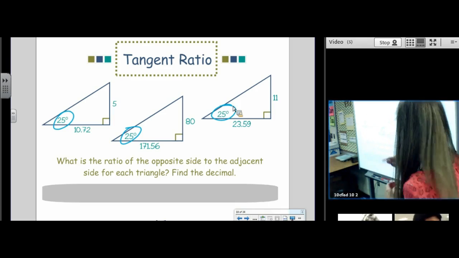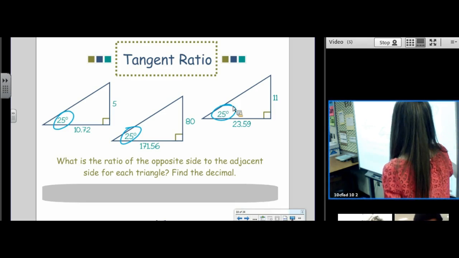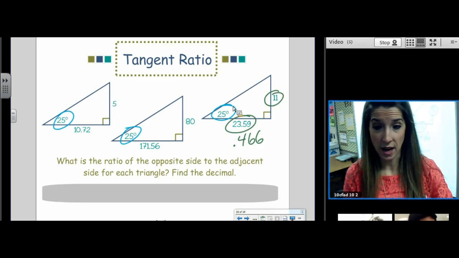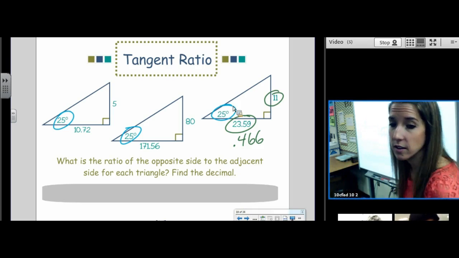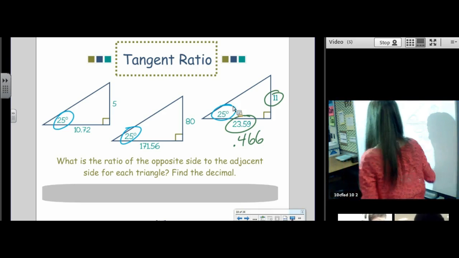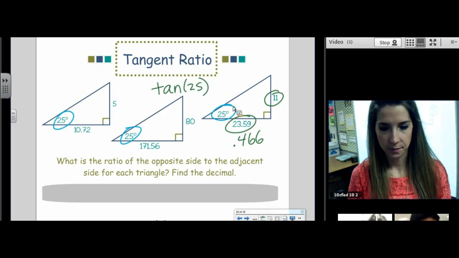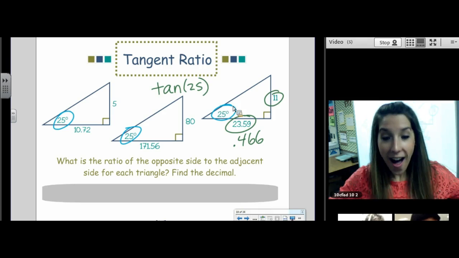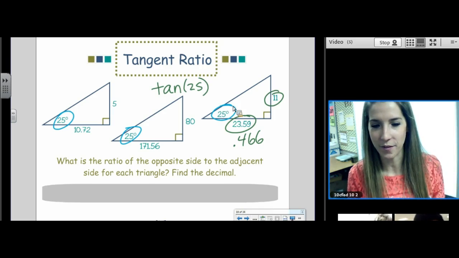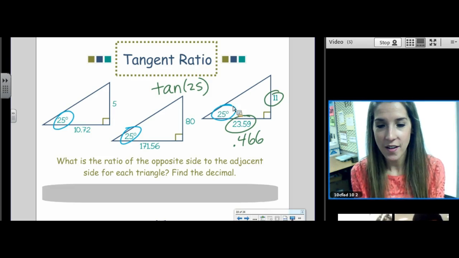So when we did the opposite of 25 divided by the adjacent, we got 0.466 all 3 times. I want you to go to your calculator and type in tan 25. That's the angle. Is it 0.466 if you round it? I know it's not going to be exact because the decimal goes on forever. So the tan of 25 is 0.466.